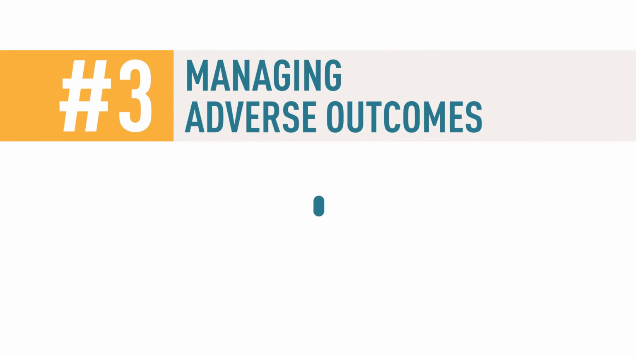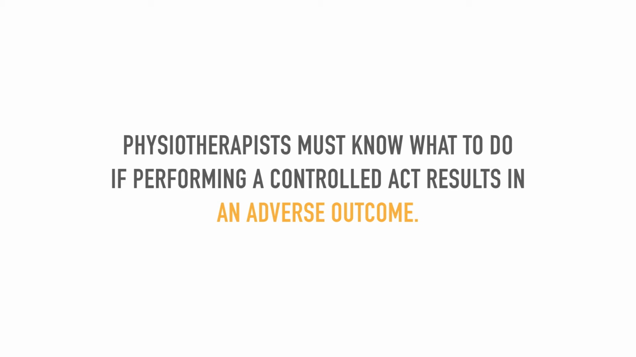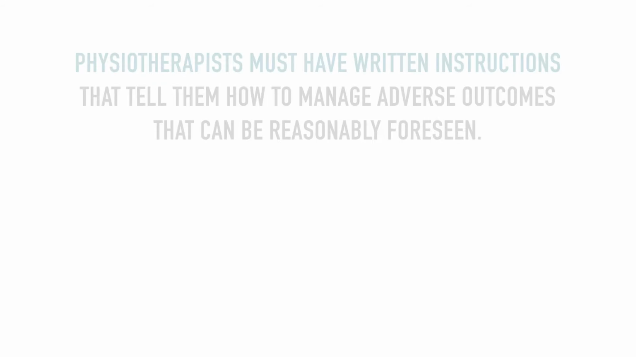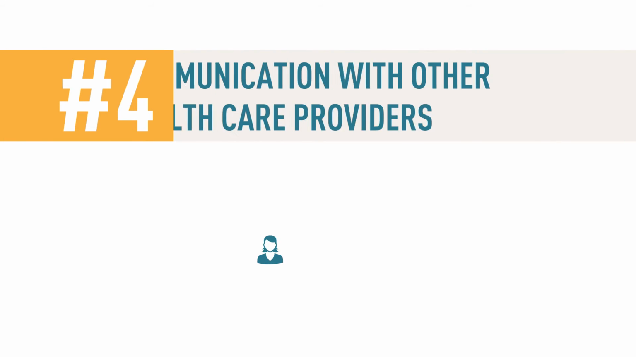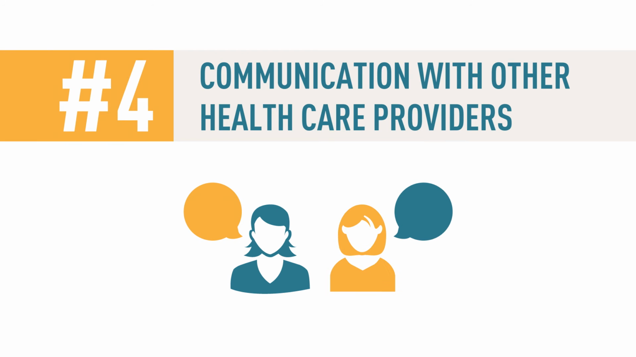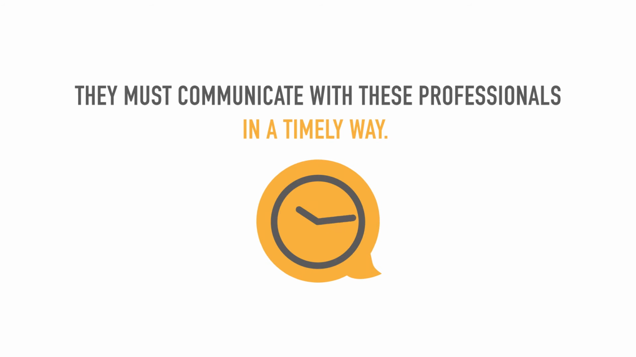Number 3. Managing adverse outcomes. Physiotherapists must know what to do if performing a controlled act results in an adverse outcome. Physiotherapists must have written instructions that tell them how to manage adverse outcomes that can be reasonably foreseen. Number 4. Communication with other healthcare providers. Physiotherapists may perform controlled acts that affect the care their patients receive from other health professionals. They must communicate with these professionals in a timely way.